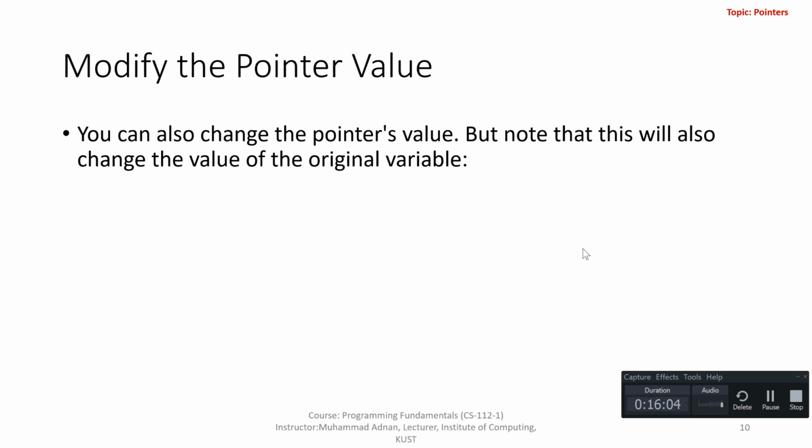All right. So you can also change the pointer's value, but note that this will also change the value of the original variable. So if a pointer is holding the address of a variable and some data is stored at that address, so if you use a pointer variable and go to that address and then change the value stored at that address, this change will also be reflected in the original variable. So the value of the original variable will also be changed.